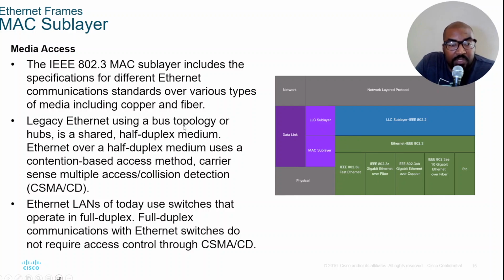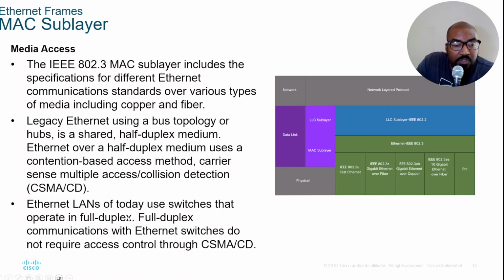Legacy Ethernet using a bus topology or hubs is a shared half-duplex medium. Remember the half-duplex. Ethernet over a half-duplex medium uses a contention-based access method, carrier sense multiple access with collision detection. Remember, that is: hey, you can go. No, you can't, I can go. It's that four-way stop. You go, I go. I'm going to wait for you to go. It senses to make sure we don't have any collisions there on the network.